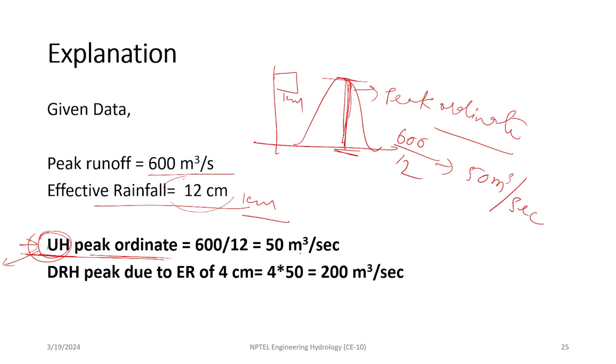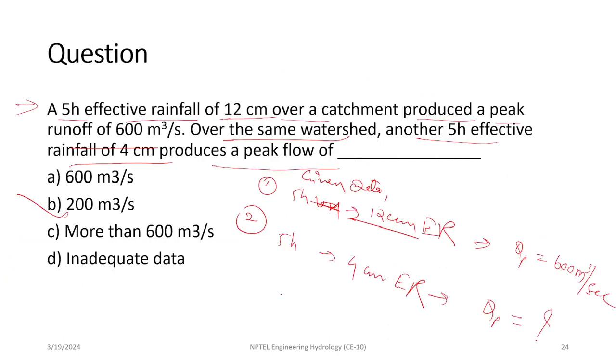Are you getting this ratio for 50? 12 fives are 60, yes, right, 50. Now for 4 centimeter of effective rainfall, we got the idea about the unit hydrograph, that is for 1 centimeter of effective rainfall. What is the P coordinate? Firstly we have to target the P coordinate. You are all right that proportionality is working here.